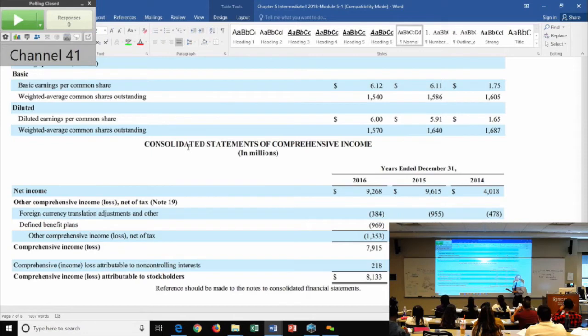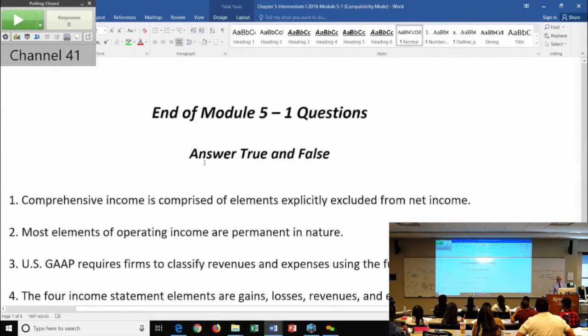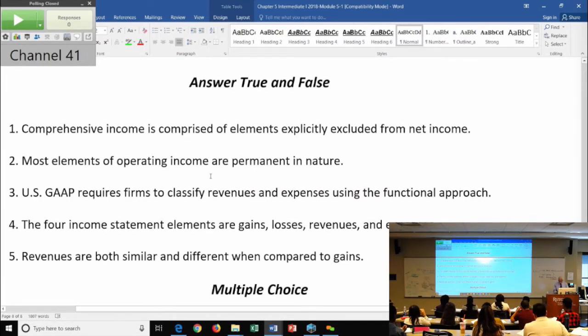All right, so any other questions on the introduction to the income statement? All right, now, just a couple of questions. I'll go through these with you. I think some of them should be pretty straightforward.